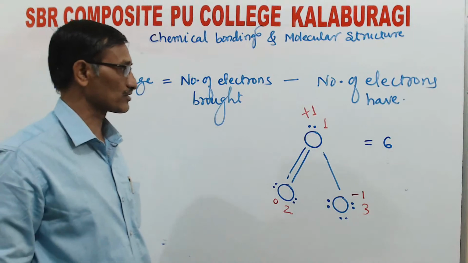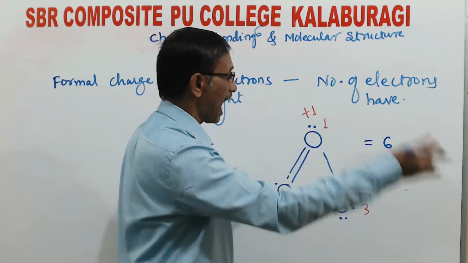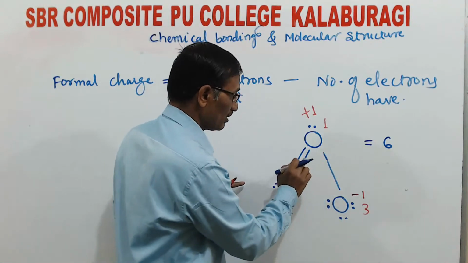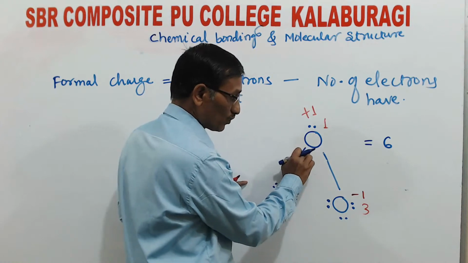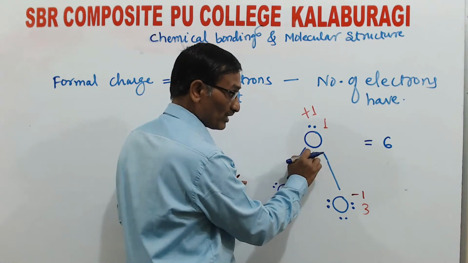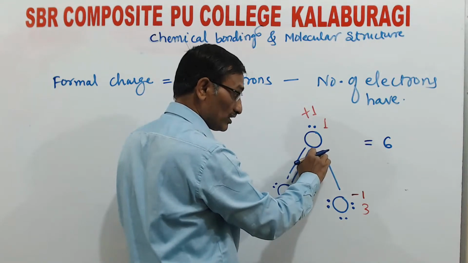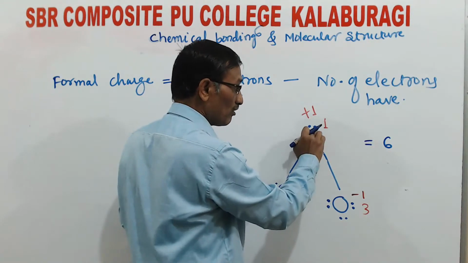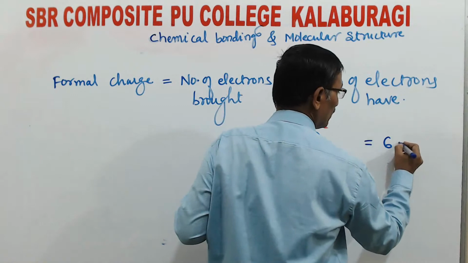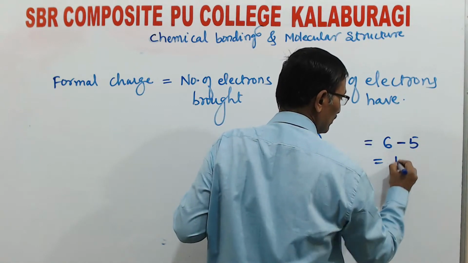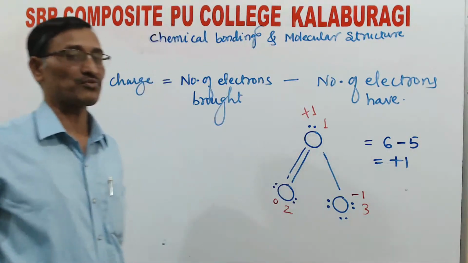Valence shell electrons: 6. Number of electrons it has: see here, 1, 2, 3, one each. Number of electrons on this one: 1, 2 from this atom. This is also okay. 1, 2, 3, 4, 5. Then plus 1. That is plus 1.